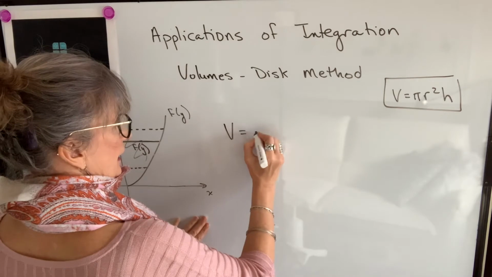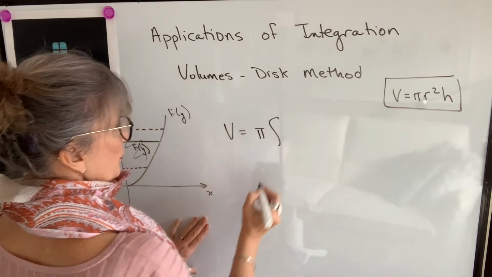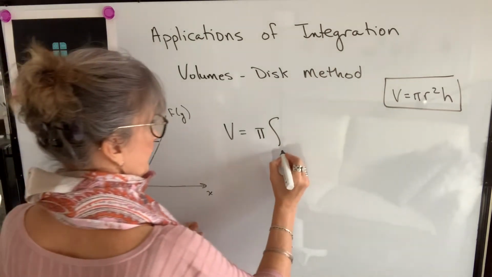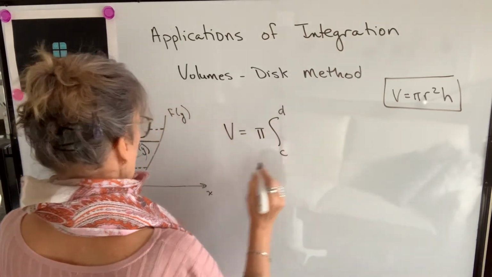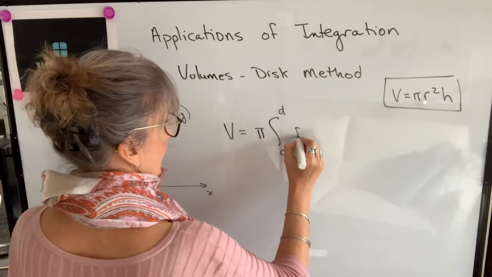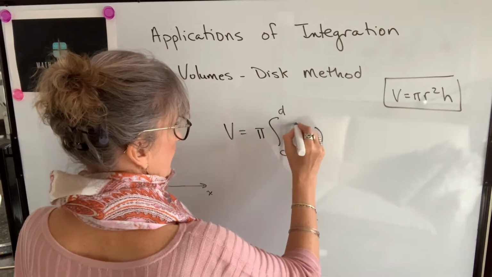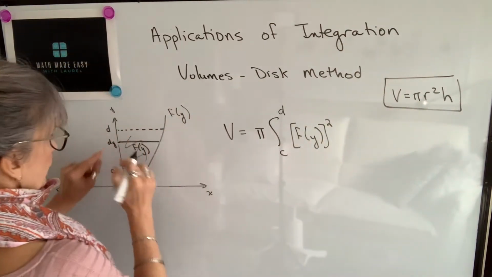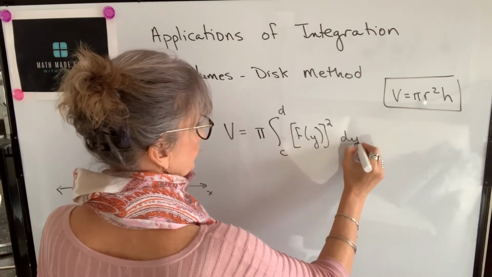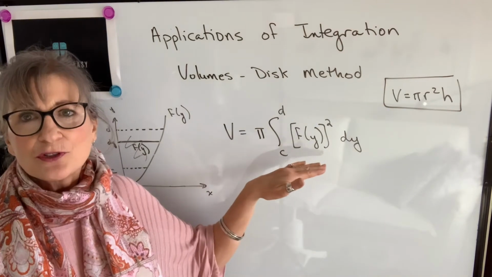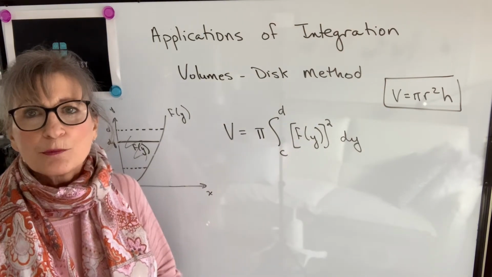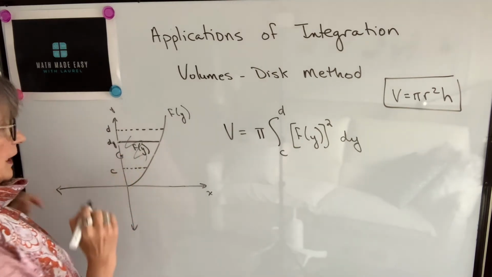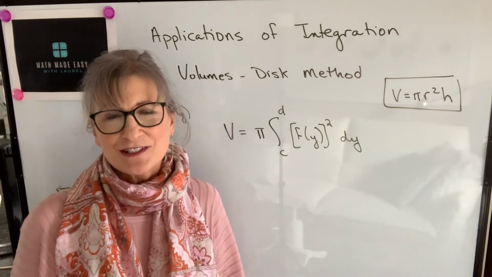We can pull the pi in front of our integral sign, so it will be the integral from the y values of c to d of the radius, which will be f of y, squared, radius is squared, times the height, which will be dy. That gives you the volume of a solid formed by taking an area bounded by the y-axis and rotating it around the y-axis. Let's take a look at a few examples.